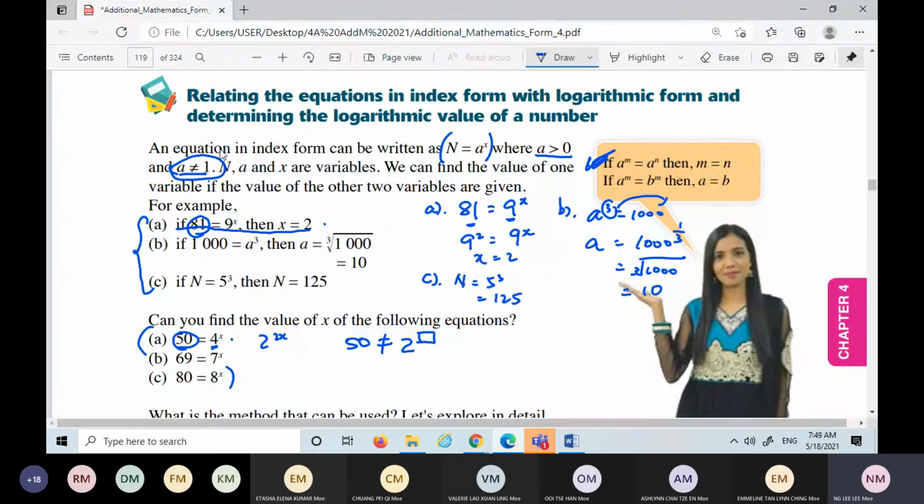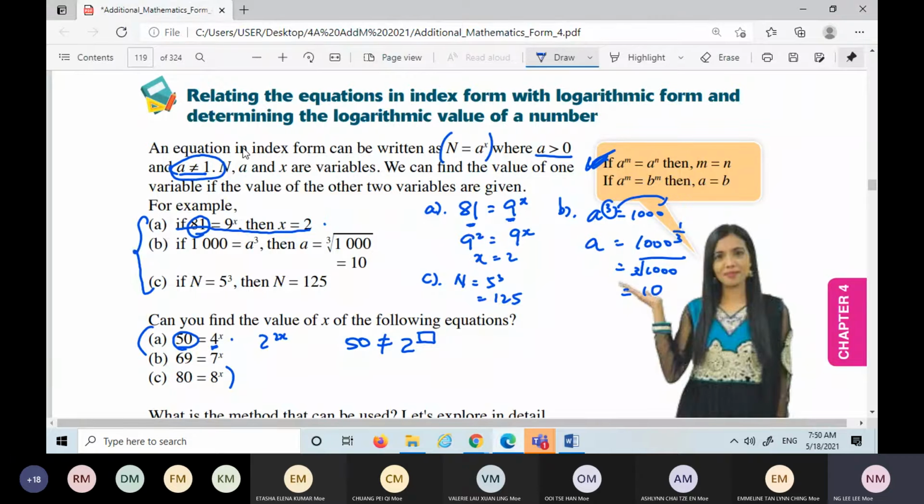Because when a is equal to 1, the log does not exist, and for the index form, I mean we can say there's no meaning to it. It becomes a straight line. It becomes y equals 1. So we can say there's no meaning to it.